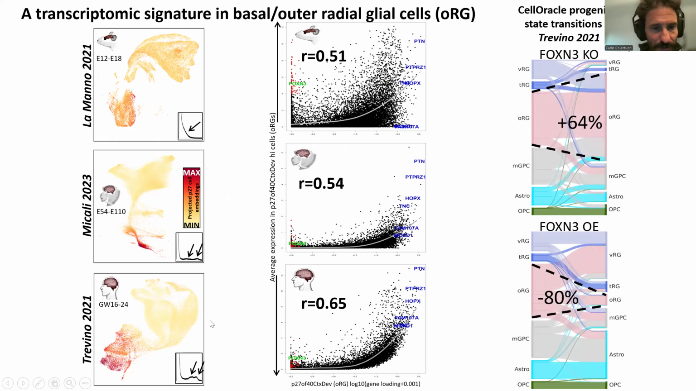And we loaded up the Trevino data, this human data down here, into CellOracle and did some in silico perturbations of the FOXN3 gene. If you have a computational knockout of the FOXN3 gene, analyzing the gene regulatory network, the CellOracle tool predicted that you would get 64% more outer radial glia than what is there to start with. And conversely, if you overexpress it computationally, you get a decrease of almost 80%. You end up with only 20% of the outer radial glia that you otherwise had there.